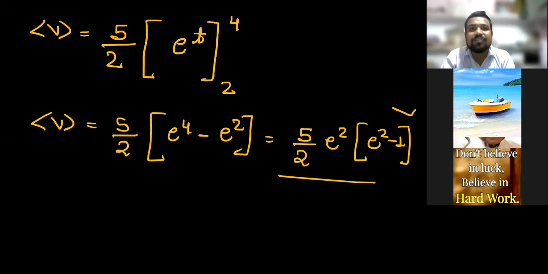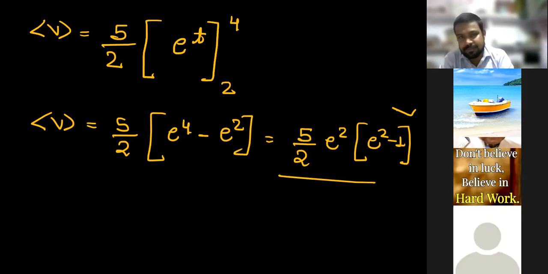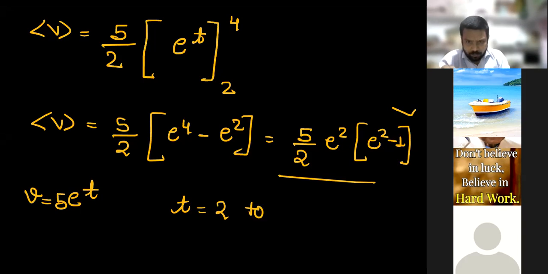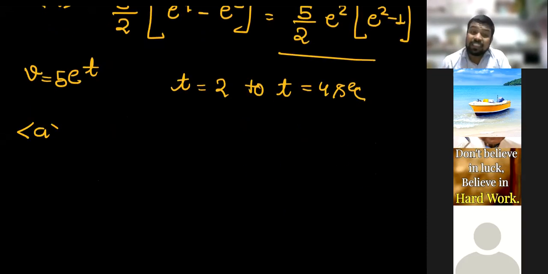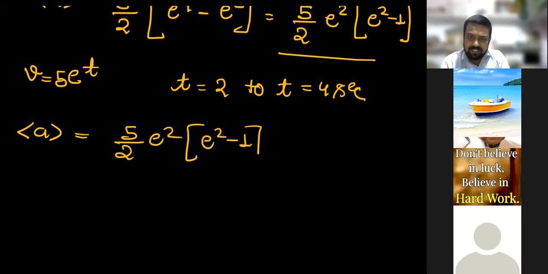Tell me. Not getting this point? Let us see. Here the function is what? 5 e to the power t. Timing is from 2 to 4 seconds. Clear? And what is the average acceleration? This is 5 by 2 e square into e square minus 1. This is the average acceleration.